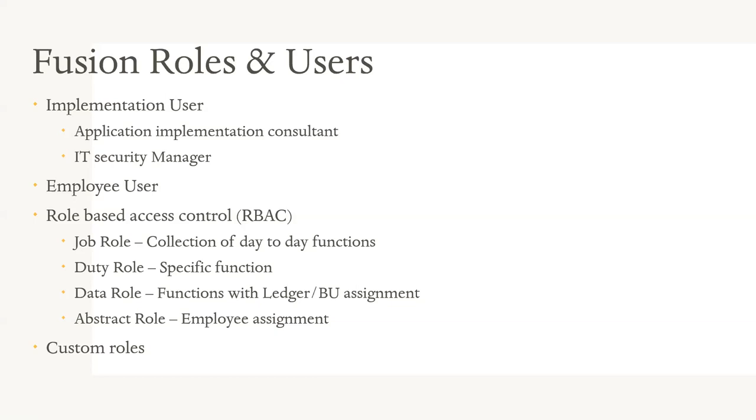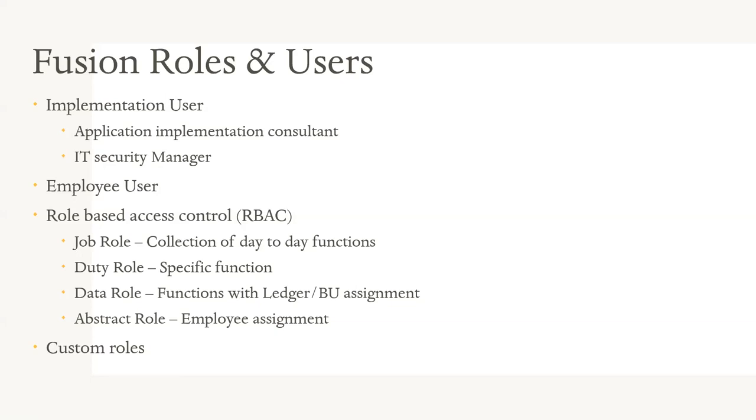So who is the implementation user? The implementation user is the one who does the setup. Here it is divided into two parts, as I said: one is setup and the other is transaction. The setup part will be handled by the implementation user. So how does the system understand this is an implementation user and this is an employee user? This is always based on the roles and responsibilities, only the roles.